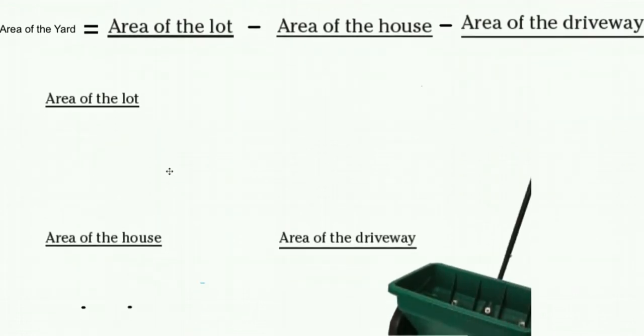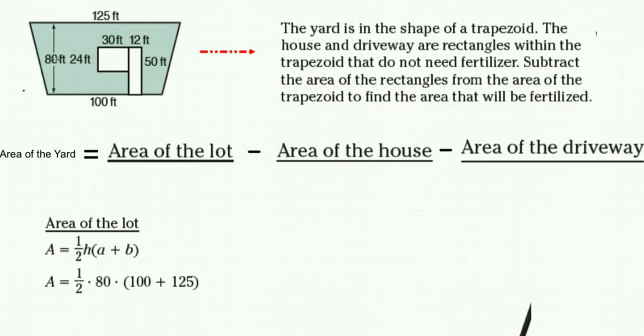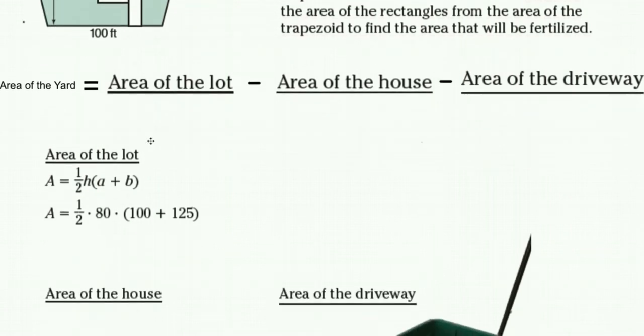So let's first find the area of the lot. The lot is a trapezoid, so we follow the formula 1/2 h times the quantity a plus b. Substitute the values: the height is 80, multiplied by the quantity 100 plus 125. This is 80, that's our height, and these are our two bases, 125 and 100 feet. Simplify that: we have 1/2 times 80 times 225, or 9,000 square feet. So the area of the lot is 9,000 square feet.